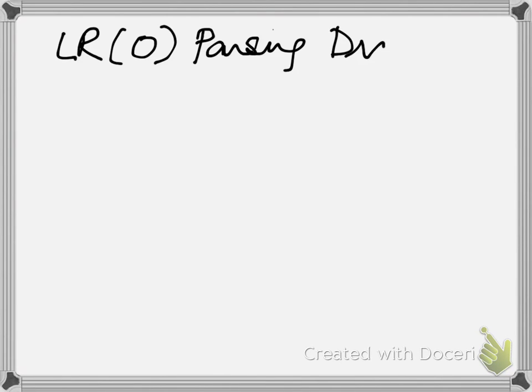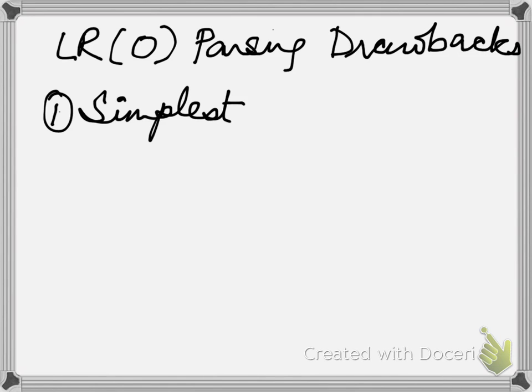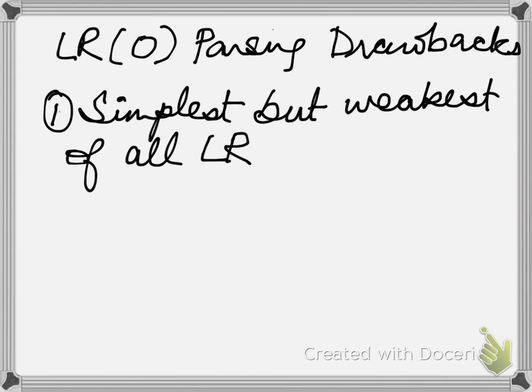There are certain drawbacks of LR0 parsing. First of all, this is not exactly a drawback: it's the simplest of all LR parsers, and because it is simplest, it is also the weakest. As we have just seen, only certain grammars are LR0 grammars for which you can construct an LR0 parser. It's a very small subset of the grammars for which you can construct LR0 parsers.